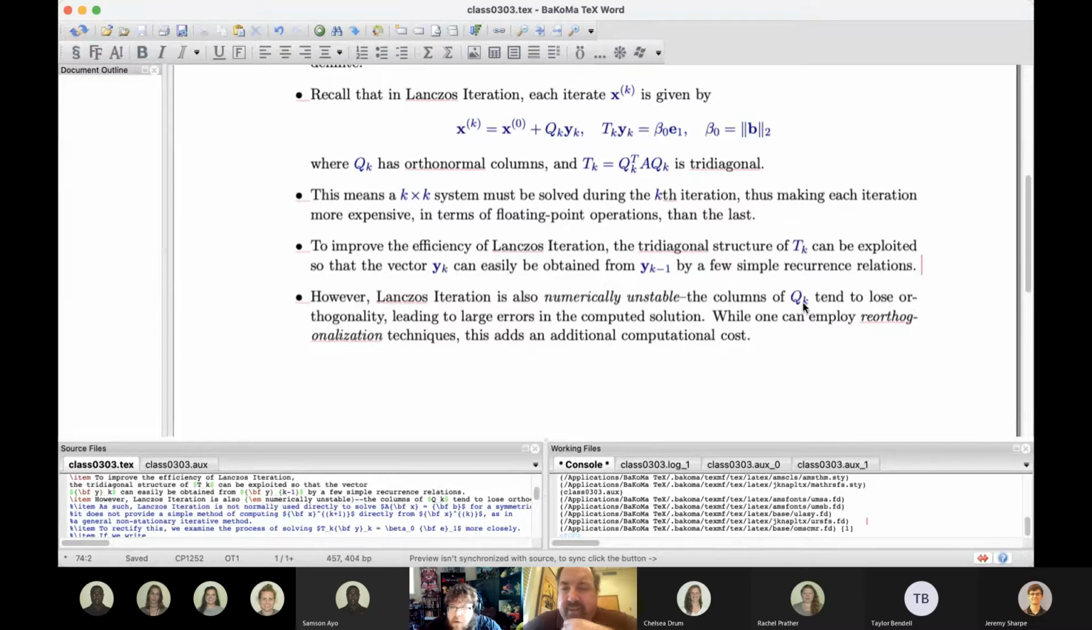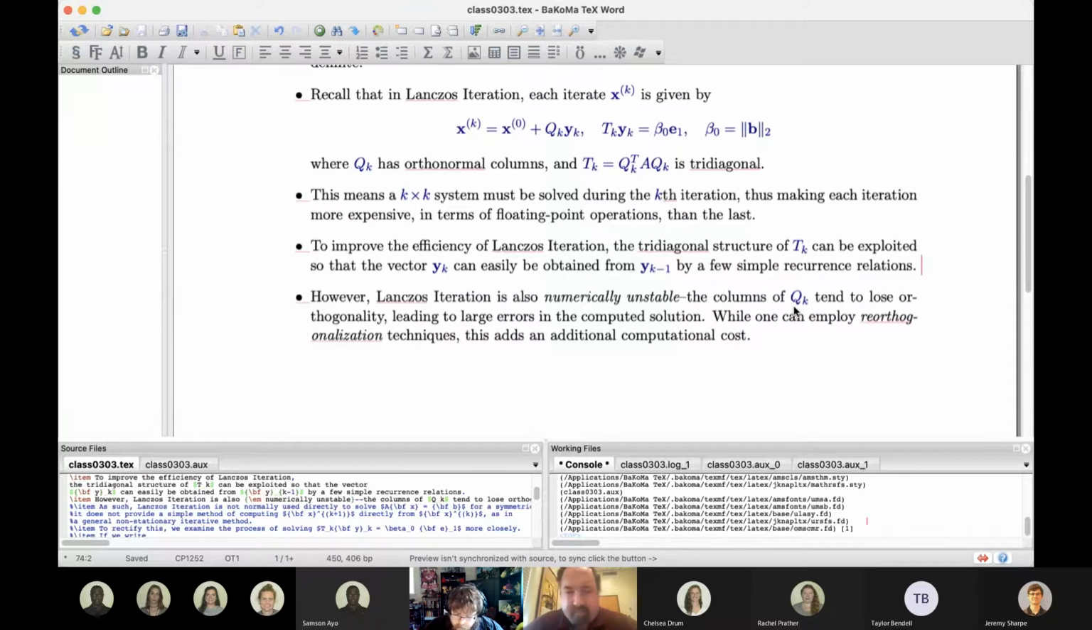You can check that Q_k transpose Q_k is supposed to be the identity. But if you were to actually implement Lanczos and try it out on some matrix A, you would find that Q_k transpose times Q_k is the identity at first, but then it starts to deviate by a little bit, and then eventually deviates by a lot. That is something that can be mitigated to an extent. You could use what's called re-orthogonalization to force the columns of Q_k to be orthogonal to one another.